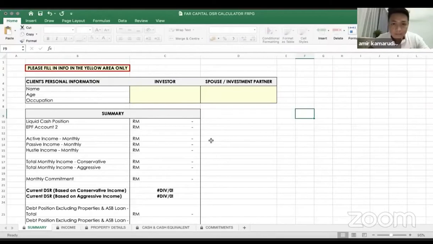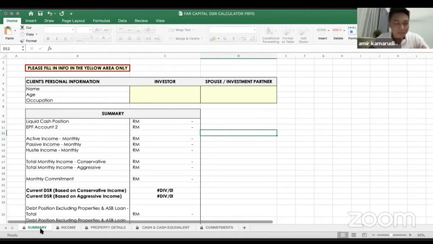So hari ni kita akan go through the DSR calculator yang Far Capital buat. Let me share my screen with everyone. Kita try jadi Faizul sekejap. Can you confirm that you can see my screen? Yes, sir. Okay. Alright, so to begin with, dalam Excel file ni ada 5 tab. The first tab is summary. Second tab kita akan go through income. Third tab is property details. Fourth one, cash and cash equivalent. Dan last kali, commitment. Okay.